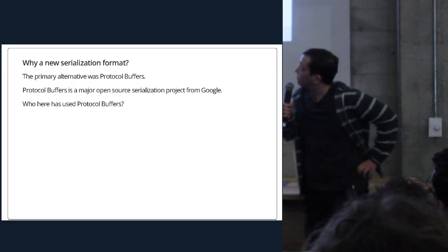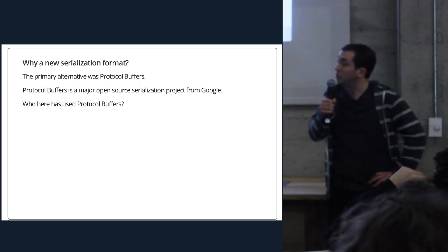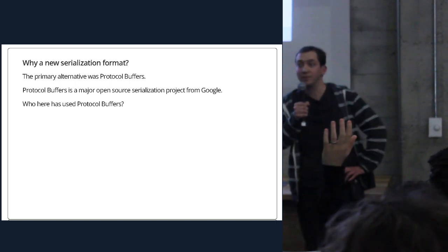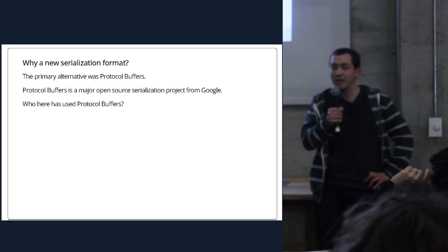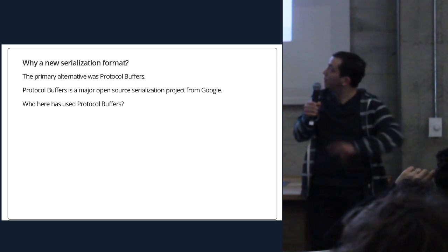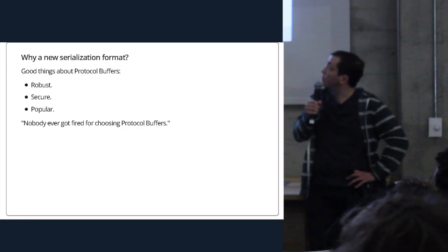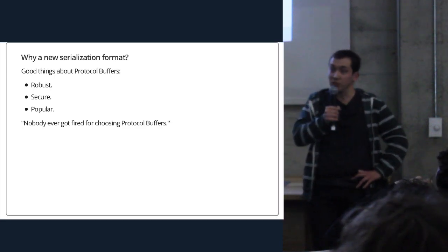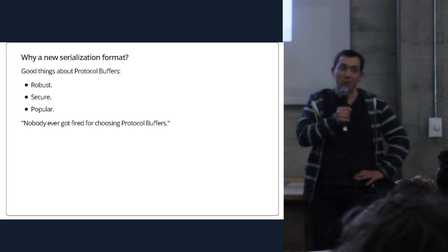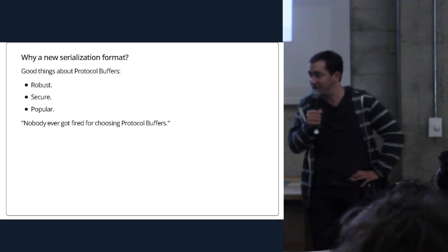So the primary alternative for these Android developers was to use protocol buffers, which is reasonable. Who here has used protocol buffers? Great, yeah. So hugely popular, and they've been around a while. And there are a lot of good things about them. They're robust, they're secure, they've been audited completely, very popular, and just like the saying about IBM, nobody ever got fired for picking protocol buffers.